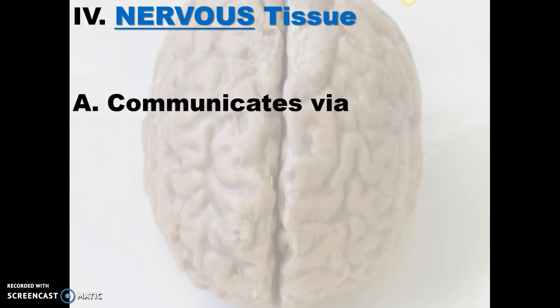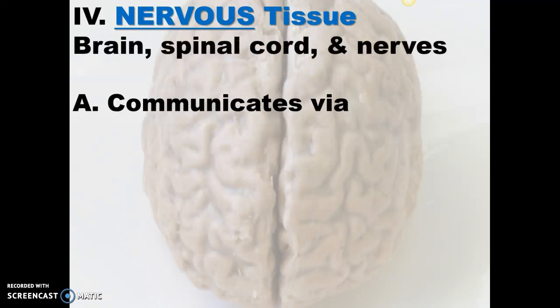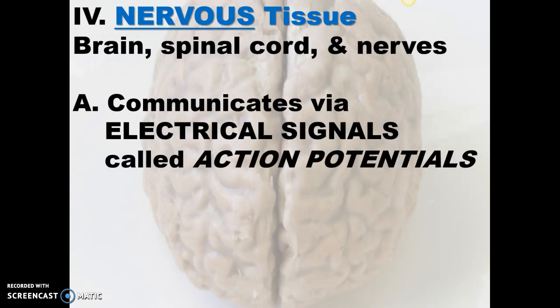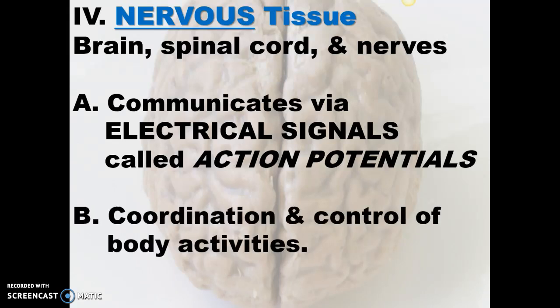Finally, we come to nervous tissue. Nervous tissue is made up of the brain and the nerves. And nerves communicate by way of electrical signals. And you know what those electrical signals are called? Those electrical signals are called action potentials. So if you've had psychology, you know what an action potential is. It's just a depolarization of the membrane that travels from one end to the other. It travels fast. It's responsible for coordination and control of all your body's activities. Remember, the brain is the control center.